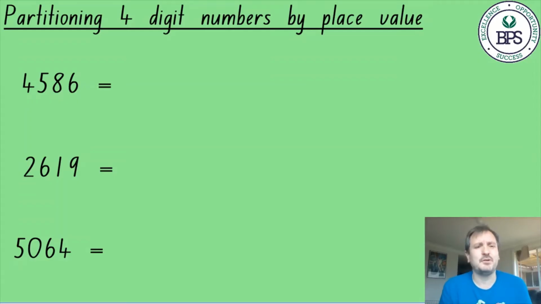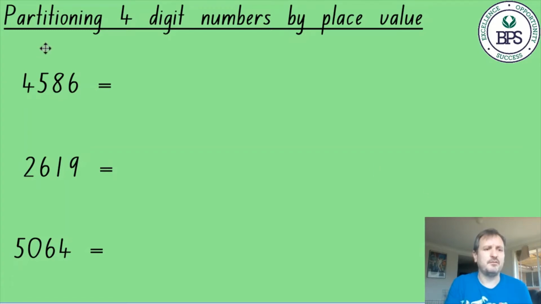Okay, today's lesson is all about partitioning four-digit numbers by their place value. To do this, you need to understand the value of each digit within a number, and to do that, we need to understand that the placement of that digit tells us its value. And we need to also understand that a digit can mean different things depending on where it is placed within that number. So I've got three examples in front of me.